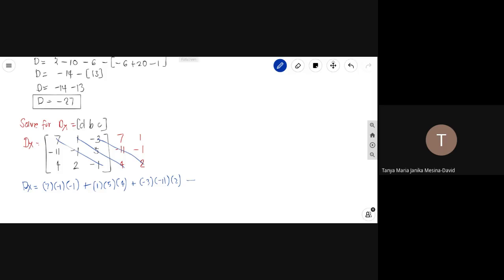Subtracting the upper diagonals, I'll put a bracket again. So first diagonal, we have 4 times negative 1 times negative 3. And then the second diagonal, plus 2 times 5 times 7. And then the third diagonal, which is negative 1, negative 11, and 1. So 7, negative 1, negative 1, 1, 5, 4, negative 3, negative 11, 2. And then 4, negative 1, negative 3, 2, 5, 7, negative 1, negative 11, and 1.